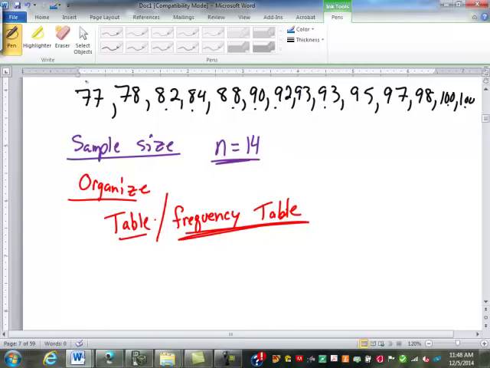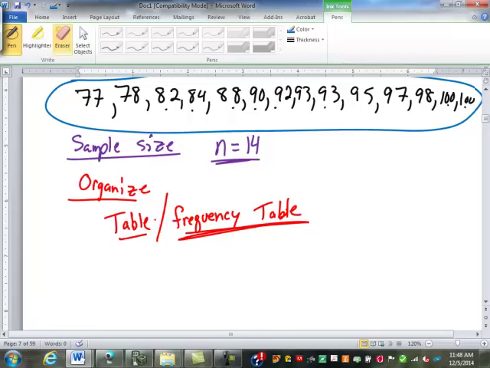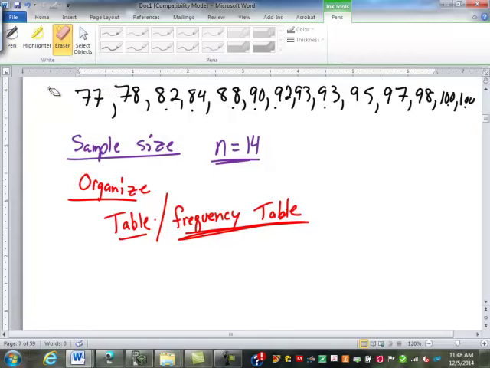But then there's numbers like scores or heights and stuff like that, where there's just too many possible results. You can't list out each of them individually. The table would have a lot of numbers with a 1 for a frequency. So what we do is we group them.